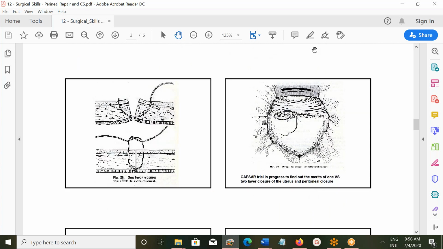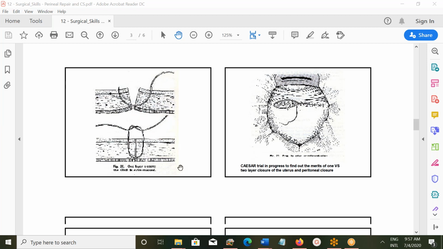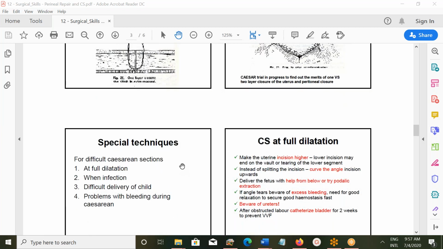When we are closing the uterus, do we need to close the visceral peritoneum? Don't close the visceral peritoneum. Why? Because that is not required. These are actually muscles they are trying to suture. You just have to approximate them. Never pull them tight if there is some injury.